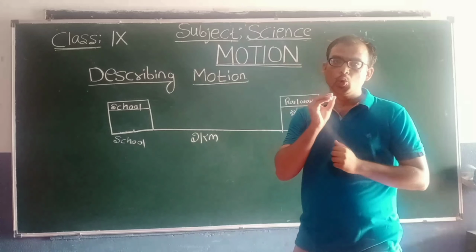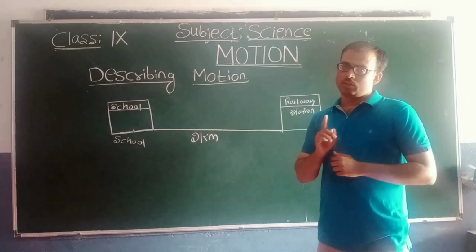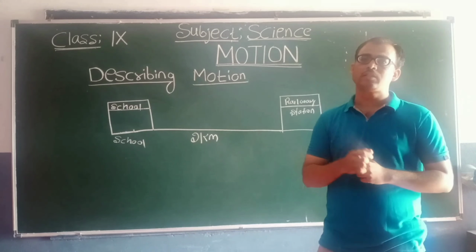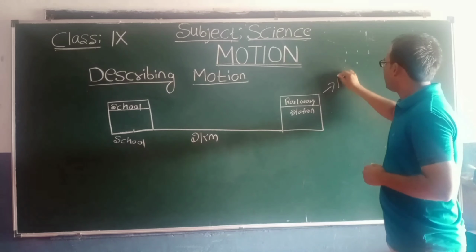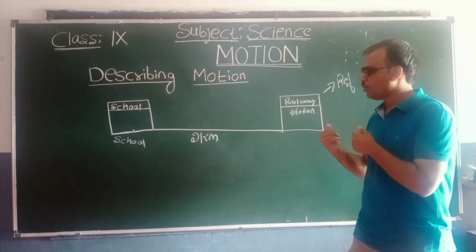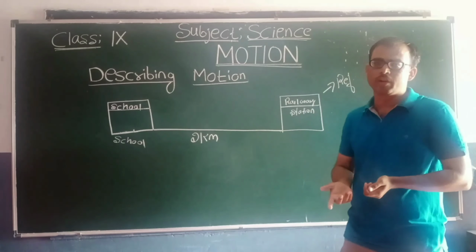So to describe the position of anything or any object, you will take a reference point. Here, the railway station is the reference point. Then if someone asks you where your school is, you can say that the school is 2 kilometers in the direction of north from the railway station. Like this you can specify.